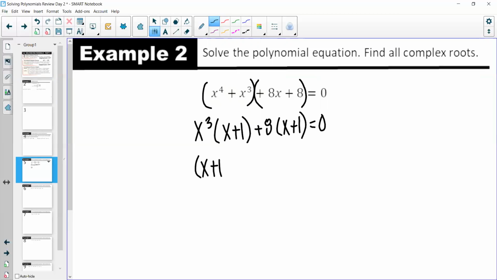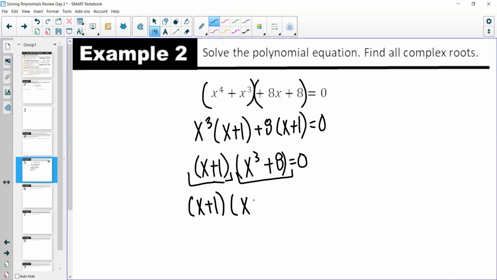So then we factor out that x plus 1, and we get x plus 1 times x cubed plus 8 equals 0. Okay, fantastic. Now this first piece is factored completely, but this next one isn't. But we do actually know how to factor that. Remember that that's a sum of perfect cubes. And so we can factor this out into x plus 1 times x plus 2 times x squared minus 2x plus 4 equals 0. Okay, factor completely.